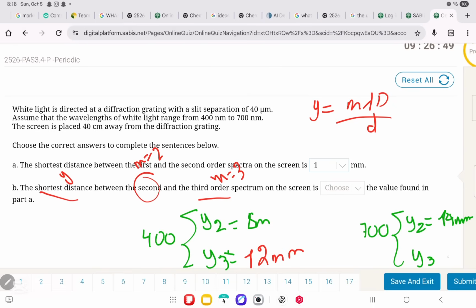Now, for the other value, you're just going to substitute the value of the wavelength by 700 times 10 to the power of minus 9, and you will get 21 millimeters.